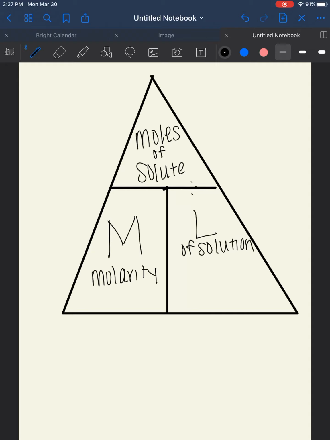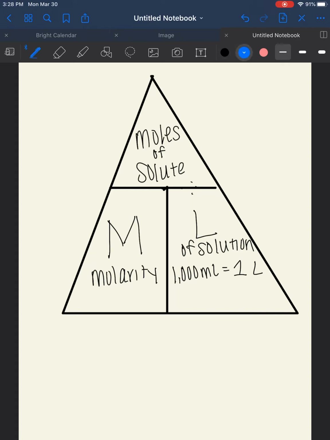Okay, so you guys should remember that in the event that you're given your volume in milliliters, 1,000 mLs is equal to 1 liter. So if you're given your value in milliliters, then you would need to divide by 1,000 to convert to liters.